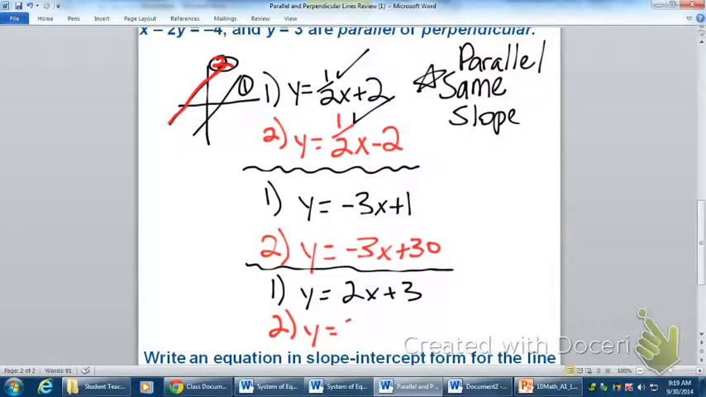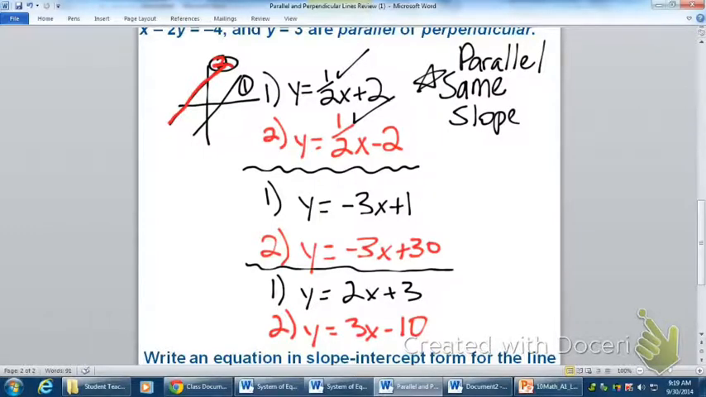Now, let's say for our third one, we have y equals 2x plus 3, and y equals 3x minus 10. No, it would not be parallel. I thought parallel lines didn't matter what the slope was, as long as the slope is the same. Yeah, it does not matter what the y-intercept is. The only thing you need to look at is the slope. So for our third one, it would not be parallel.